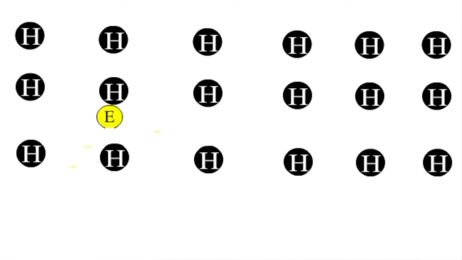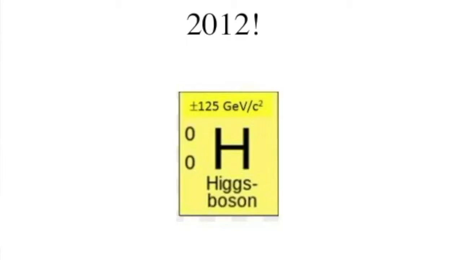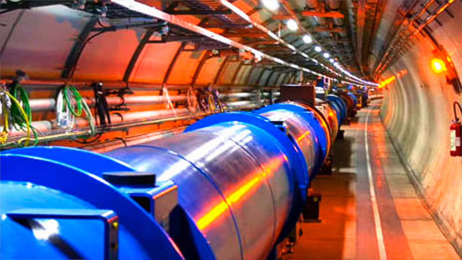The Higgs actually mediates a field, the Higgs field, and particles that interact with this field have mass. More interaction means more mass, and less interaction means less mass. The Higgs was very recently discovered, only in 2012, at the particle accelerator called the Large Hadron Collider in Switzerland.